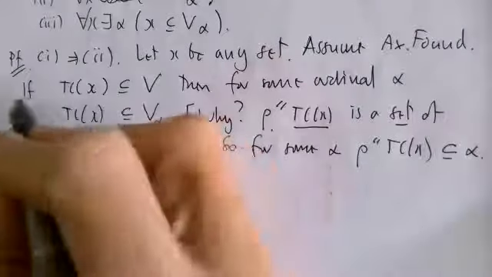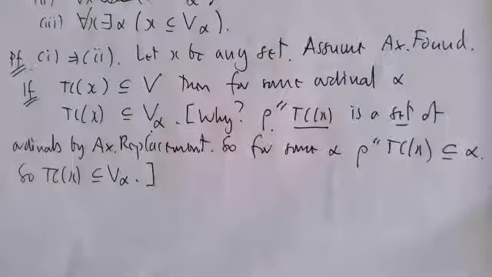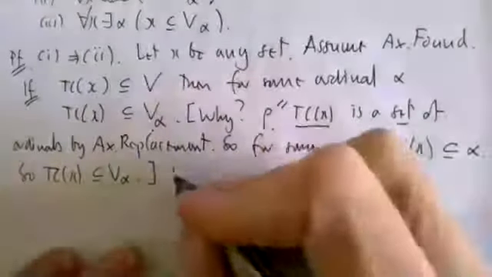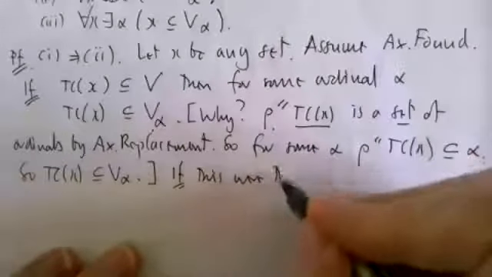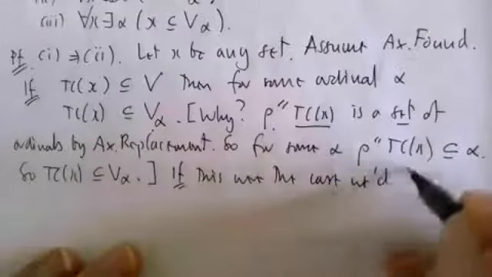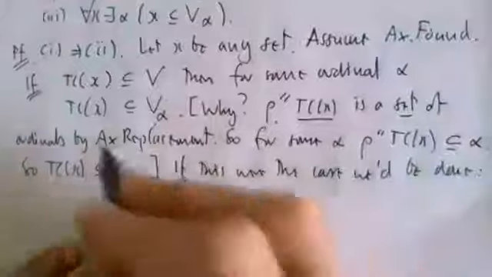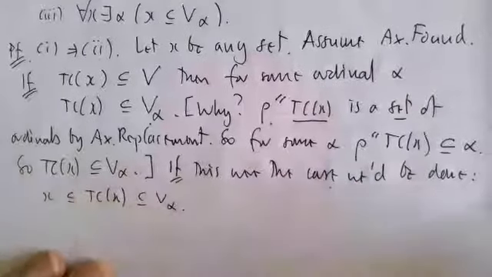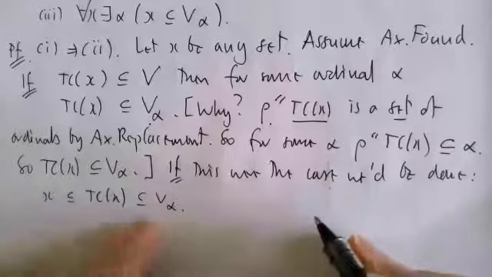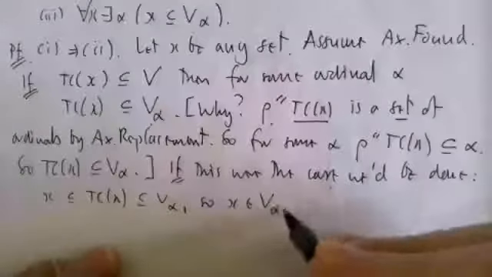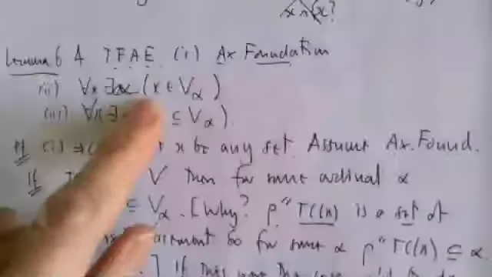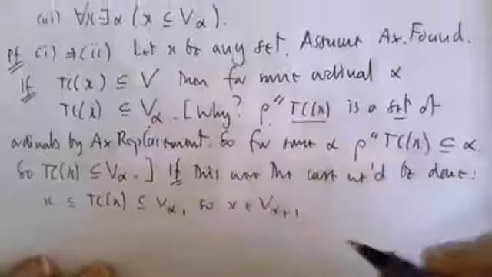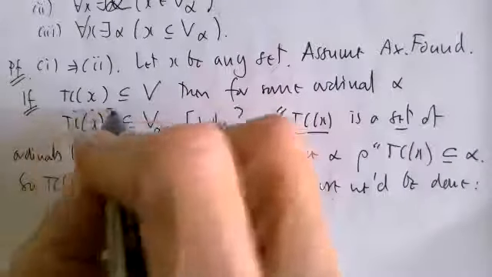Okay, so this is all under this if assumption here. But in this case, we'd be done, right? So if this were the case, we'd be done because I've got that X is a subset of TCX, and now this is a subset of V alpha. So now I've got that X is a subset of V alpha, so X is a member of V alpha plus one. And that's all we needed. It was to find some ordinal such that X was in V of that ordinal. So that's under this hypothesis.